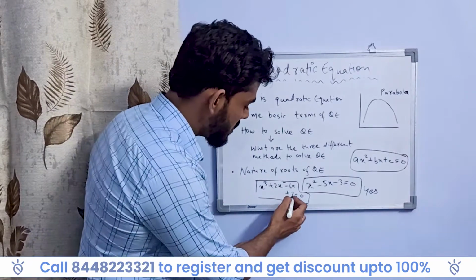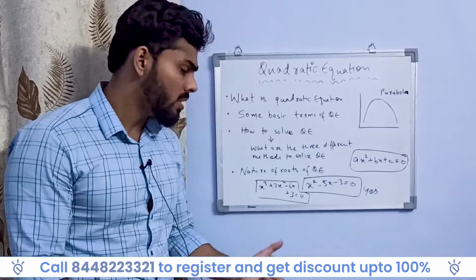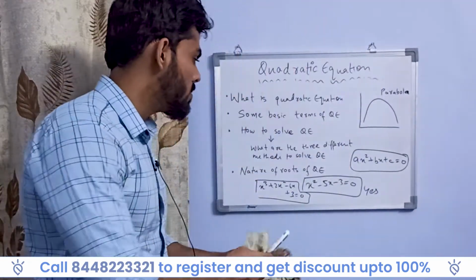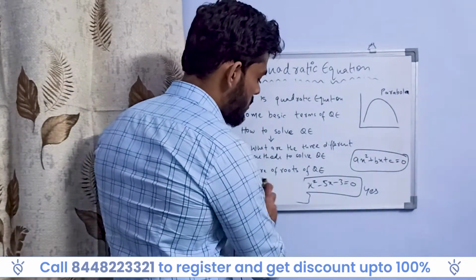Now can you tell whether this is a quadratic equation or not? No, because the degree, the highest power, is 3 here. So this is not a quadratic equation. Now we're going to be solving some of the questions on this, right?